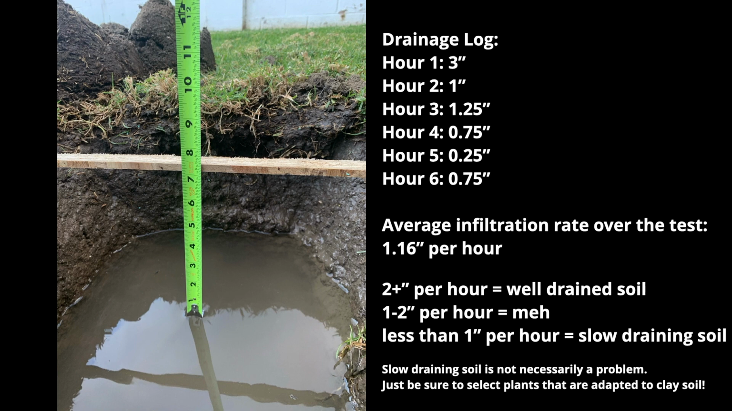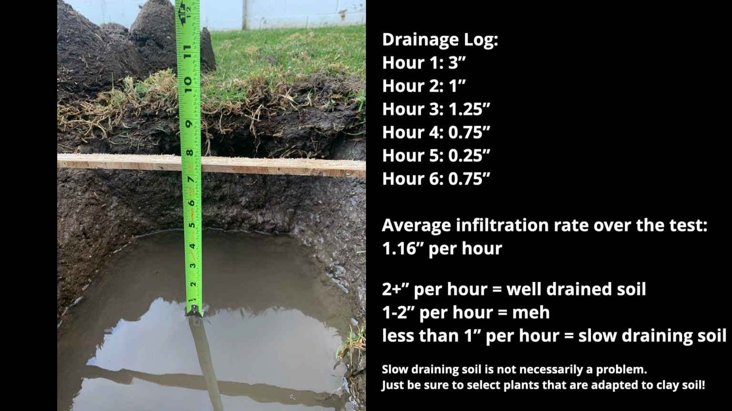But for this one test, what you want to do is add up all of your hours and divide by the total number of measurements you have. So we added all of these up, divided by 6, and got an average infiltration rate over the total test period of 1.16 inches per hour. Okay, great. So what does that mean?